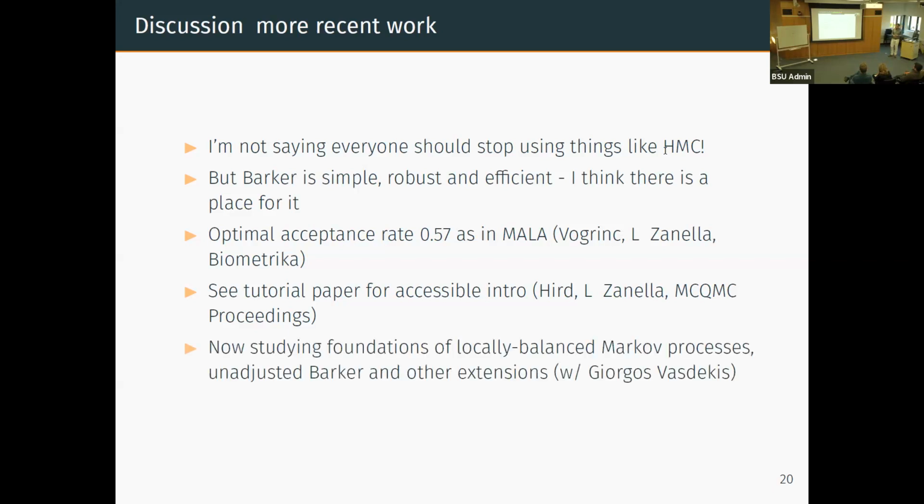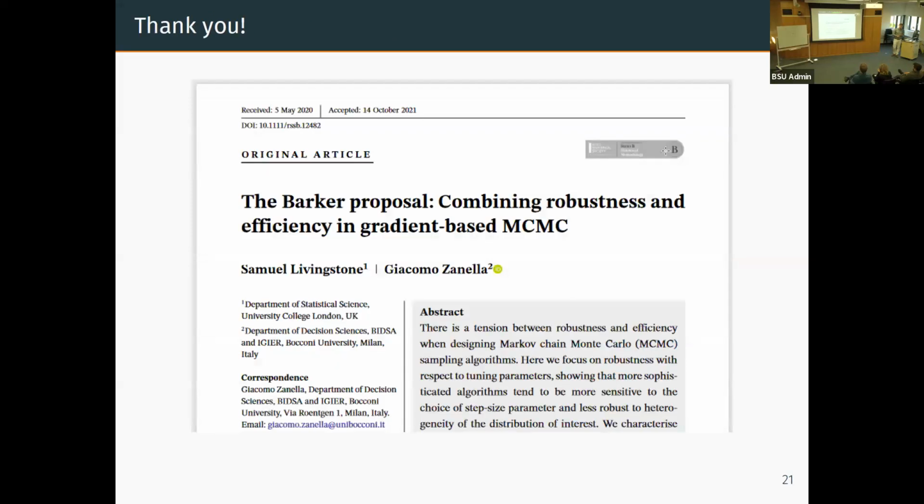Now with my postdoc Yorgos, we've been looking at the foundations of these processes that I introduced, and also things like what kind of error you introduce if you run Barker in an unadjusted way, as an alternative numerical scheme for a diffusion, if you don't do Metropolis-Hastings, and various other extensions like that. And that's the original paper, but like I said, there's a couple of others around now. Cool, so that's the first part of the talk. It probably makes sense to pause if there are any questions about this now before I move on to the second bit.